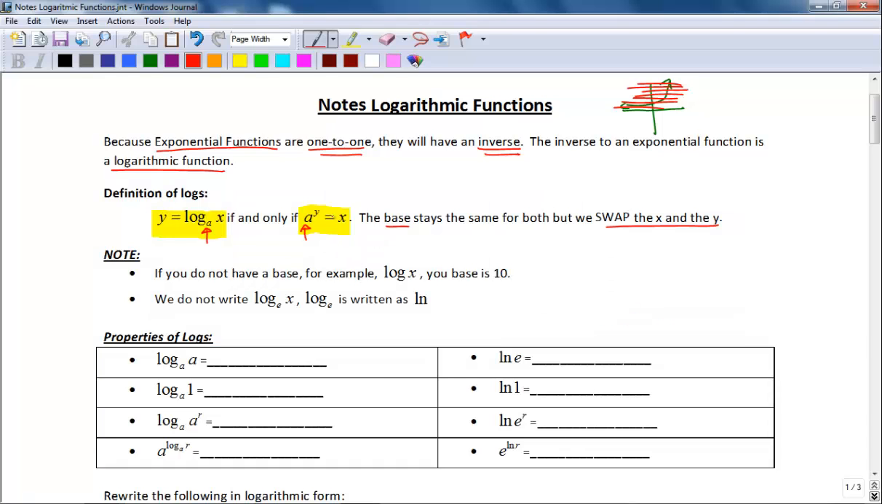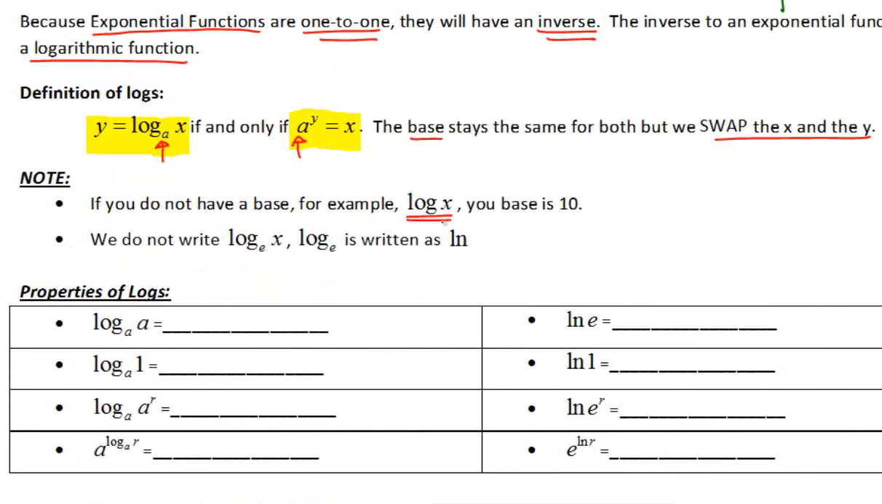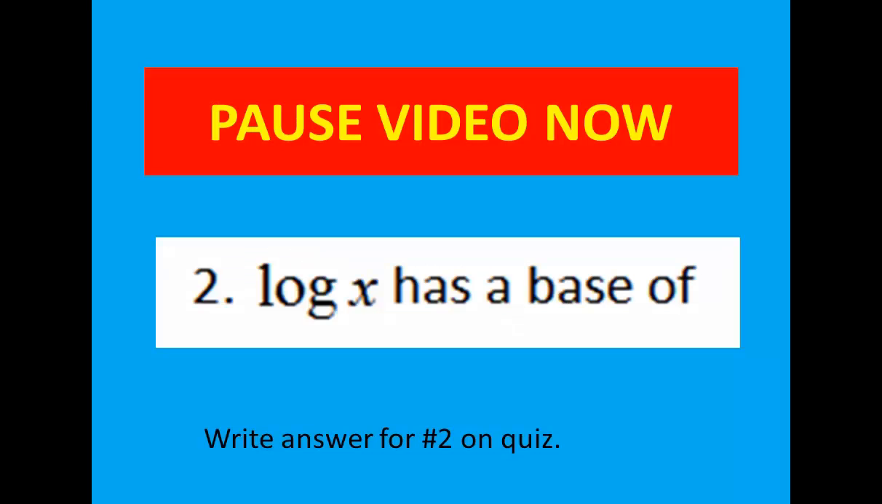Let's look at a couple of notes here, and then we're going to practice going between exponential and logarithmic form. So first, if you have a log that does not have a base, for example, this log of x, your base is automatically 10. If there's no little base down here, if there's no a or 2 or 5 or 7 or what have you, it's an implied 10.